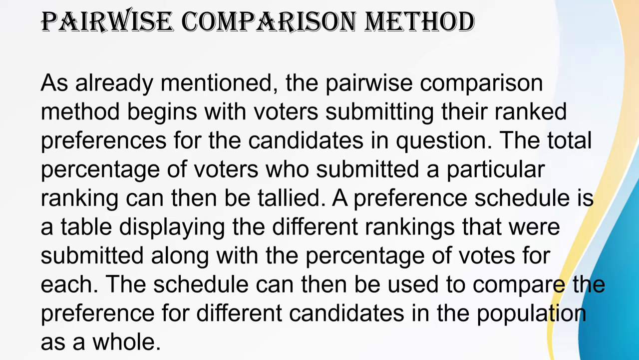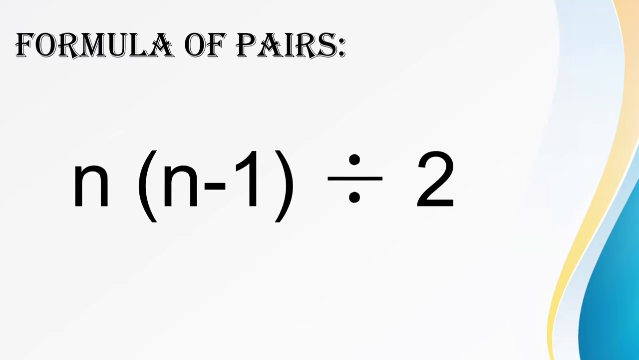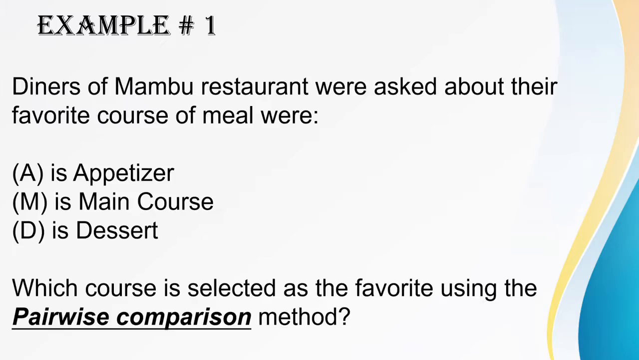The total percentage of voters who submitted a particular ranking can then be tallied. A preference schedule is a table displaying the different rankings that were submitted along with the percentage of votes for each. The schedule can then be used to compare the preference for different candidates in the population as a whole. Here is a formula in getting the pairs.